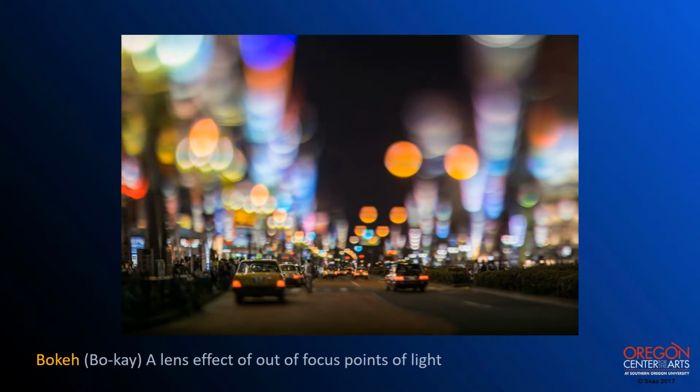Bokeh is a word just to be aware of because it's used a lot these days, and just simply means a lens effect of out-of-focus points of light. So this is a lovely photograph of what otherwise would just be kind of a busy urban street, but it looks like a Christmas tree or something because it's all these little bulbs of light that are simply just street lights and signs and things out of focus. That can create a dramatic effect.